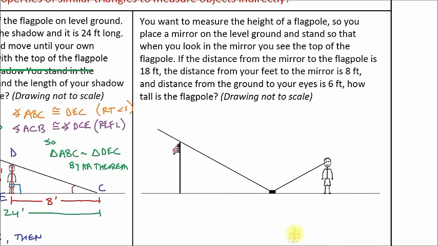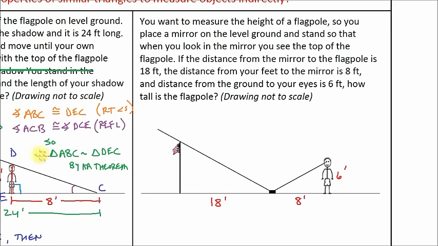Here's another way to measure the height of this flagpole. So here's our story. You want to measure the height of a flagpole, so you place a mirror on the level ground and stand so that when you look in the mirror, right here, you see the top of the flagpole. If the distance from the mirror to the flagpole is 18 feet, so from the mirror to the flagpole, let's write that, 18 feet. The distance from your feet to the mirror ends up being 8 feet, and the distance from the ground to your eyes is 6 feet.